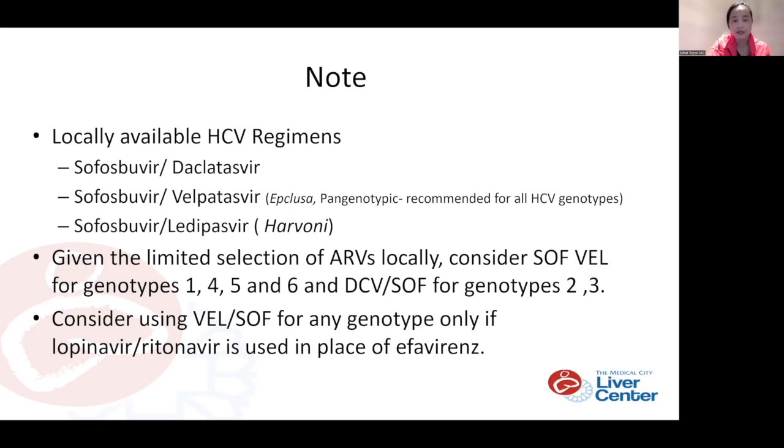Available in our treatment hubs is sofosbuvir, daclatasvir in some of our treatment hubs. Sofosbuvir, velpatasvir is available in the market locally, both in the innovator brand and the generic forms. I think there are some donated sofosbuvir, ledipasvir, or Harvoni still available in some treatment hubs. And given the limited selection of ARVs locally, as well as the limited HCV regimens that we have locally, if available, you can consider sofosbuvir, velpatasvir for genotypes 1, 4, 5, 6. So these are the easier to treat genotypes, and sofosbuvir, daclatasvir for genotypes 2 and 3.